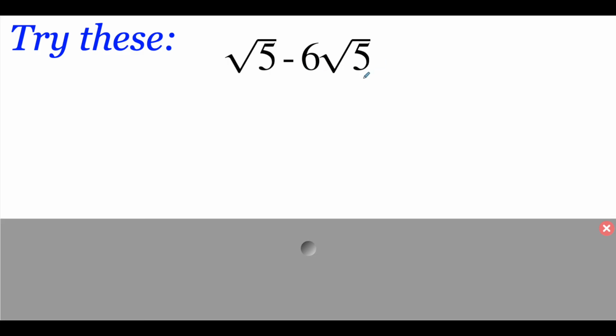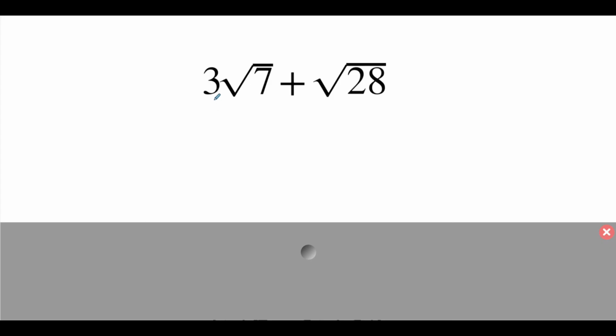The next step says that we're going to do the operation, so we're either going to add or subtract based on what we've got. Now, this first radical doesn't have a number in front of it, so that means that there's an implied 1 in front of here. So I'm going to look at the numbers that are in front of the radicals and do the operation. So 1 minus 6 is negative 5, and then I leave that square root of 5 attached on the end. So our answer is negative 5 root 5.